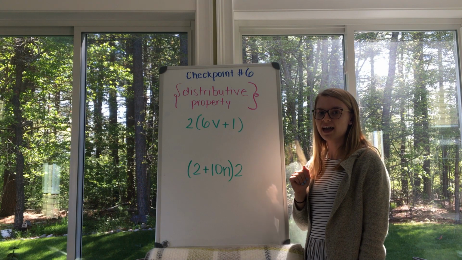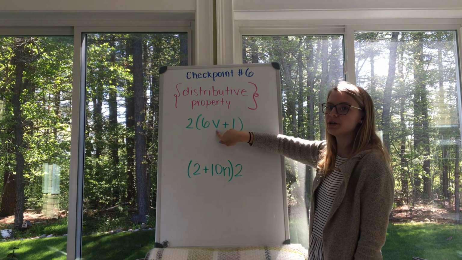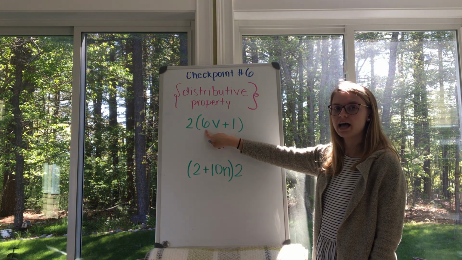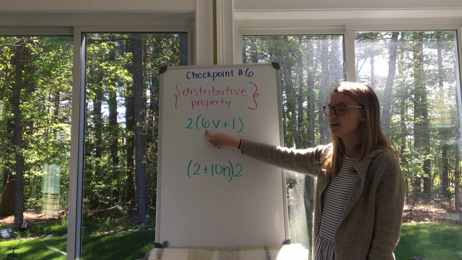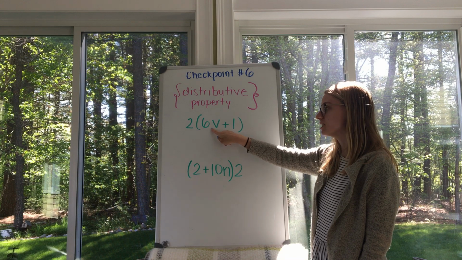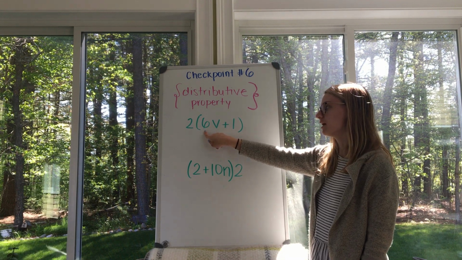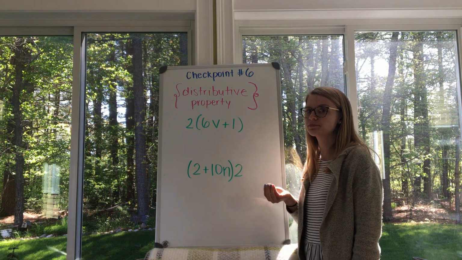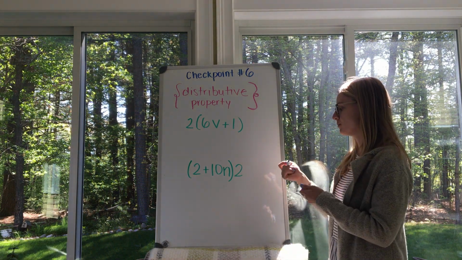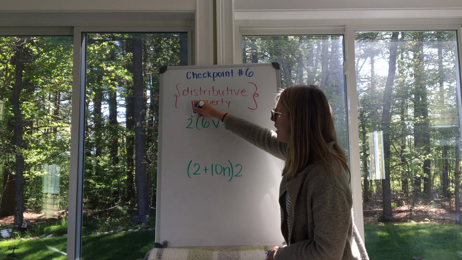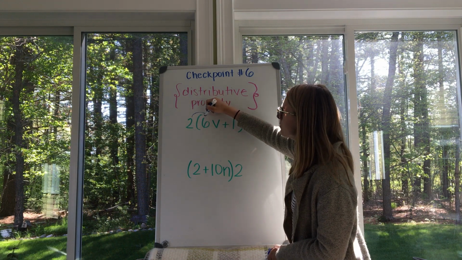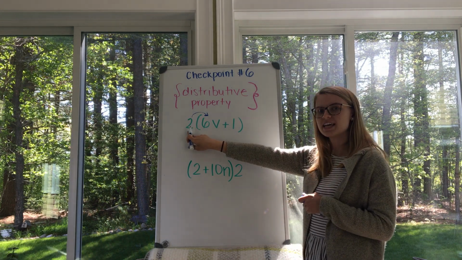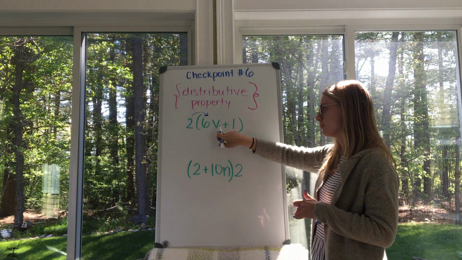Another thing to look at is our variable. The letter V is our variable, and it's being multiplied by 6. Again, there's no multiplication sign, but because a number comes next to the variable, it tells us that we're going to multiply. So when we distribute, we take the number on the outside and we multiply it by what is inside. Another way to say that is we're distributing the 2.